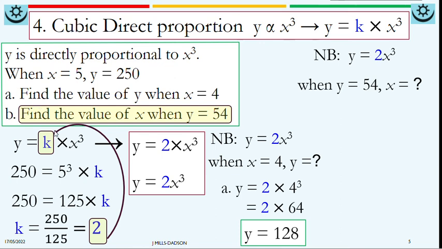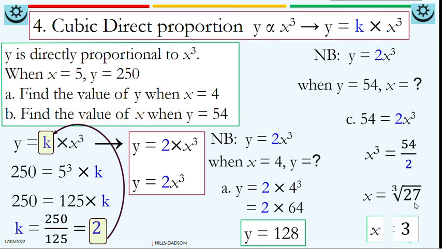Next, to find b, it means if y is 54, what is x? So in place of y, we write 54, and we set up a simple equation. Divide through by 2. That will be 27. And we are finding the inverse of a cube, that is the cube root. So when you find the cube root of each side, the cube root of 27 will give us 3.